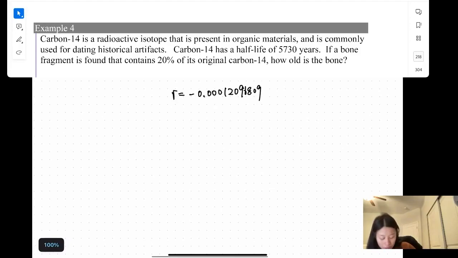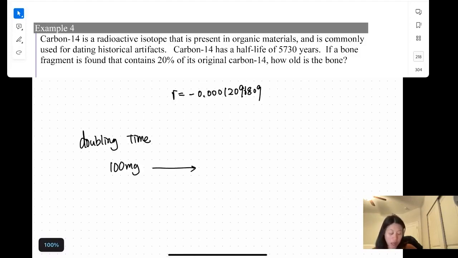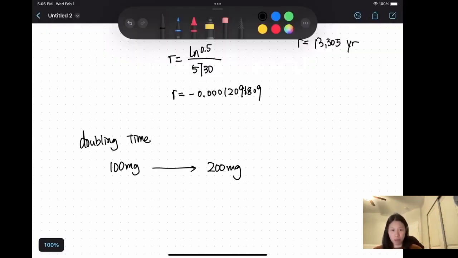So another concept is doubling time. It doesn't mean you double the time. This means how long it takes for the mass to grow to double its original mass. So if your original weight is 100 milligrams, the doubling time means how long it takes for this material to grow to 200 milligrams. So this is called doubling time. All right, let me find you an example. So let's make up one.